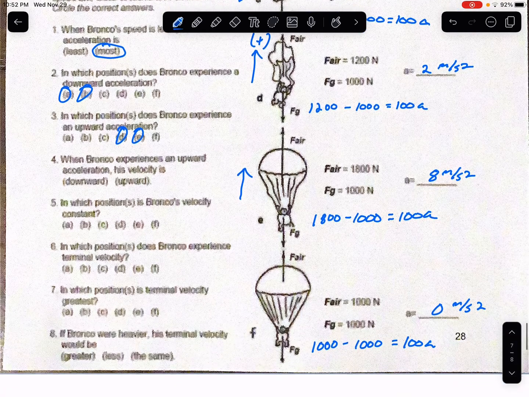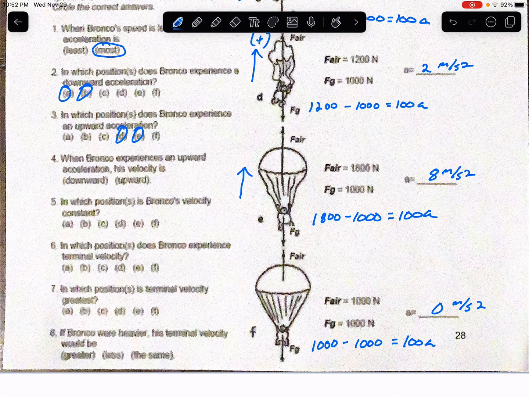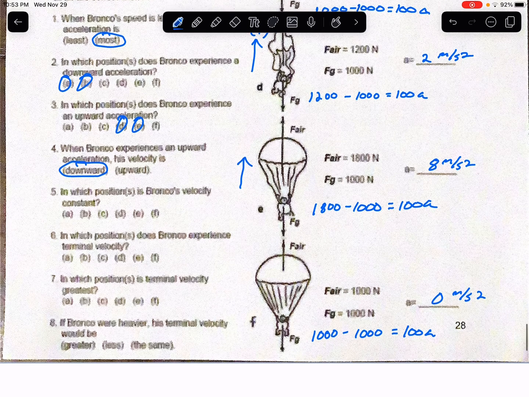When Bronco experiences an upward acceleration, his velocity is downward. So he's still falling down. It's not all of a sudden like the parachute is making him start to float up in the air. Otherwise, that wouldn't be good. So his velocity is still downward even though his acceleration is up. You're still going down, but the acceleration is going against you to slow you down.